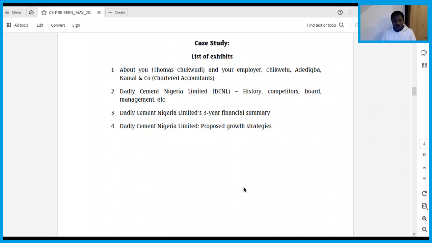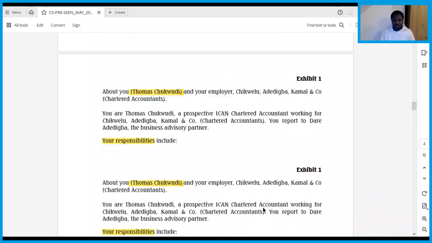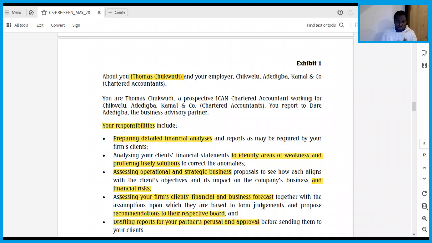And as we continue, we will see why they use Dudley this time around, Dudley Cement. So they are going to give us the financials, 3 years financials, and equally the proposed growth strategy that the board had in mind. Now, you as the employee of Chikwelu, Adedigba and Kamal, Chartered Accountants, all these names may be required by the time that you want to write, so please have them in mind.